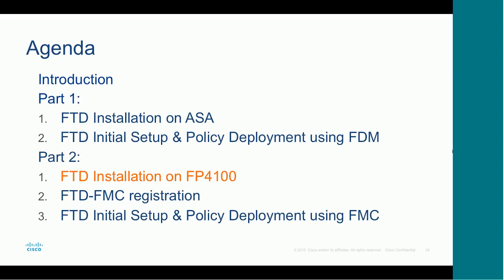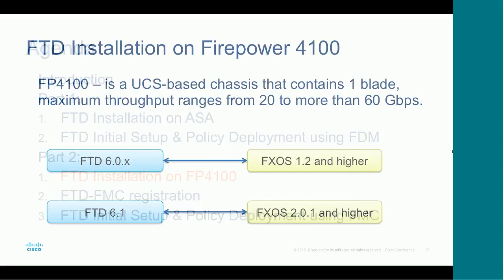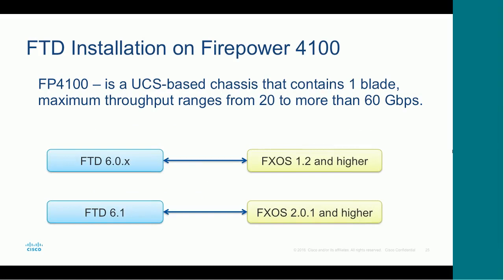So now we're going to continue with the second part of our presentation. The first step is FTD installation on Firepower 4100. The Cisco Firepower 4100 security appliance is a standalone security services platform for networks. It is a UCS-based chassis that contains one blade, and maximum throughput ranges from 20 to more than 60 gigabits per second.